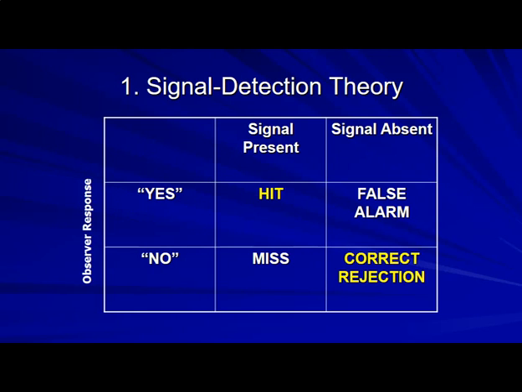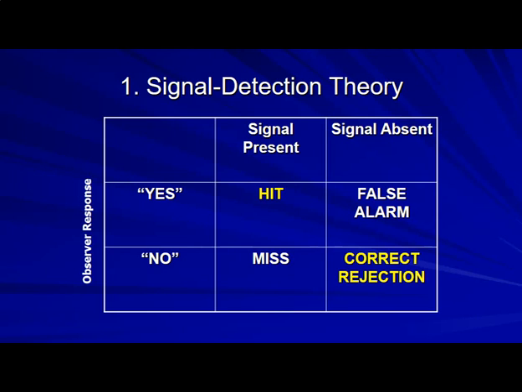So there are two things. There might be a signal present or no signal. And your response can be, yes, I heard the beep, or no, I did not hear the beep. This results in four possibilities. A hit is when you correctly identify the presence of a stimulus when it's actually there.